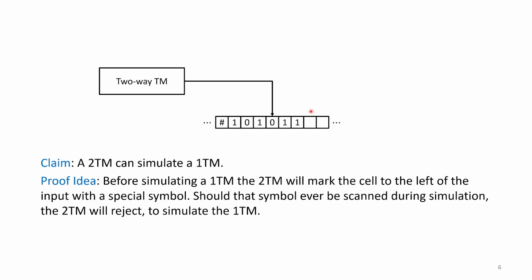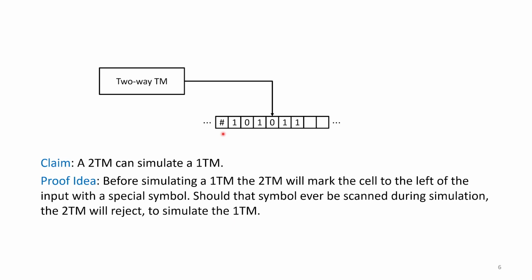Now that Turing machine is going to do a bunch of stuff, and eventually at some point it might move back to this cell. It might try to move left from the leftmost cell. If that happens, we will be scanning our special symbol. So what we're going to add here is our special case. Should that symbol ever be scanned during our simulation, we will reject. Why? Because that's what the 1TM would do. So we won't continue simulating. If ever we see a hash, we reject.